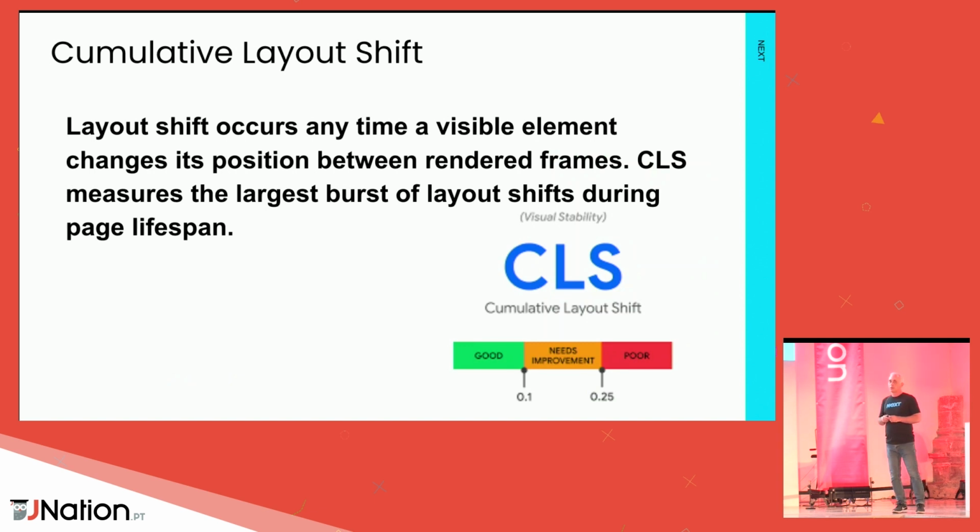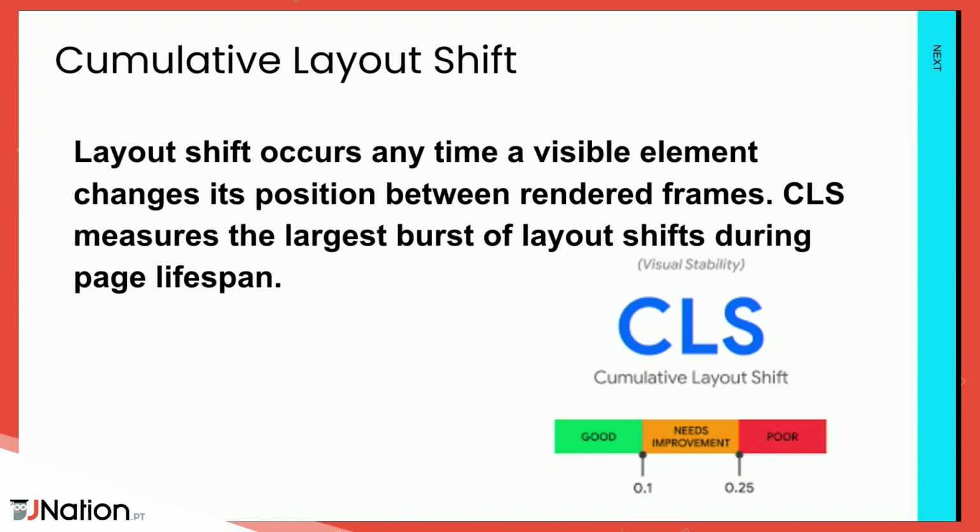Cumulative layout shift measures how much the content on a page moves around, not in response to direct user interaction, but on its own. I'm sure you've experienced some news site or content site where you're reading the content and suddenly it loads some advertisement, the content moves around and you lose your place, and that's very annoying. So Google is trying to fight against that with this metric.